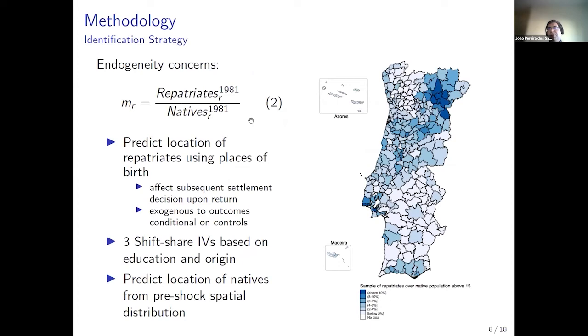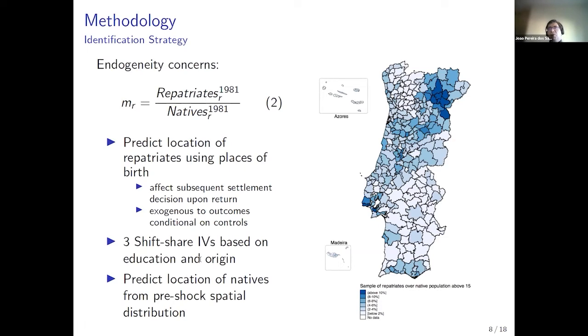Given the way that we estimate, our measure is the repatriates per municipality divided by the natives in 1981. You can see on your right the spatial distribution. It's not the case that the return was only concentrated in Lisbon. There's a huge geographic dispersion in these numbers, especially so the two big areas are Lisbon and this part in the north of the country.